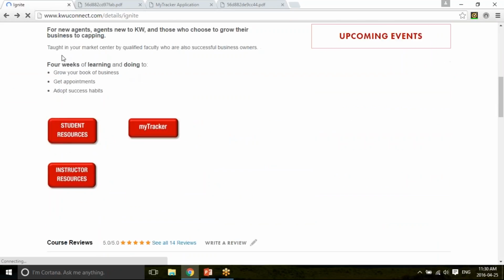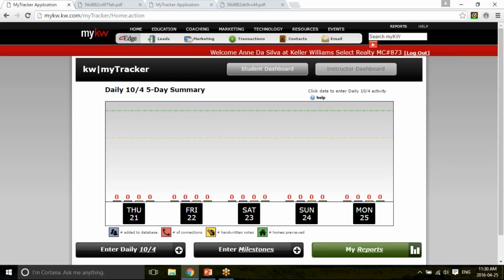Okay, so you have something called My Tracker. Do you remember I said we were going to talk about this? So you're going to click on My Tracker when you're logged in as yourself. So it says there at the bottom, enter your daily 10-4, enter your milestones, and then it's going to print reports. So every day you are expected as a member of Ignite to upload your activities, because we are going to post the leaderboard every Ignite session, because we're all going to be accountable to each other for activities.